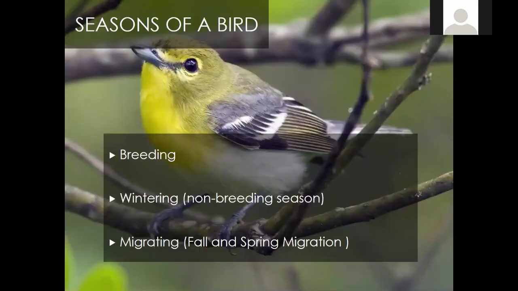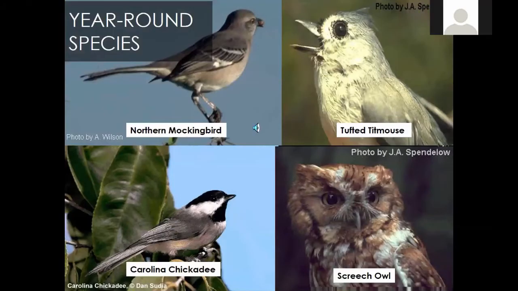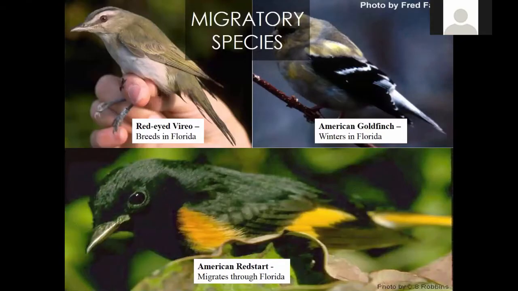When you think about the seasons of a bird, you have breeding, wintering, and migration season. Those different life stages can have different habitat requirements. So there are year-round species. I kind of give the southeast example, where you have the mockingbirds and Carolina chickadee. You'll see them all year round. But then there's what we call migratory species.